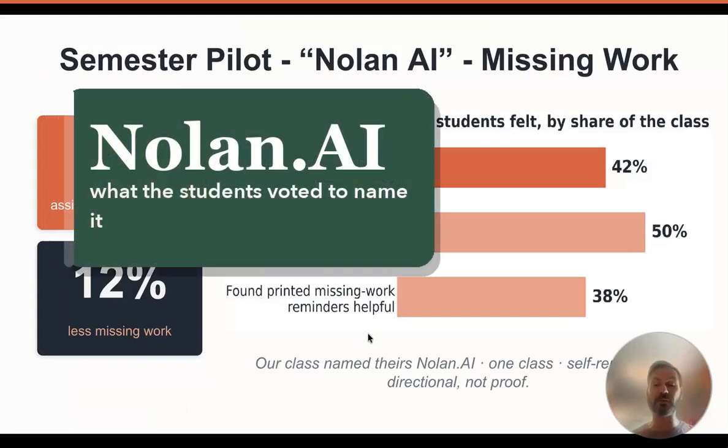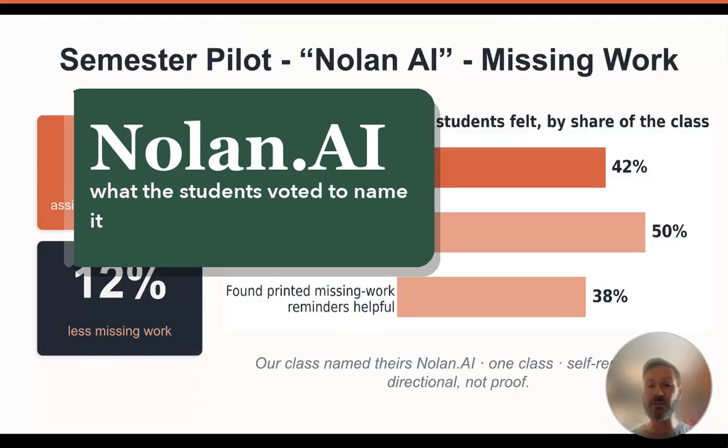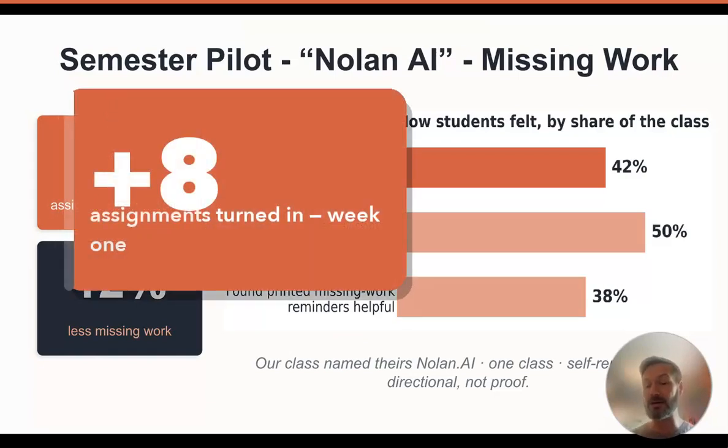So for my class, we ran this for a semester. My students ended up calling it Nolan AI, is what they voted for. And it was funny and helpful and Irish. And Nolan is an Irish name, which I didn't know ahead of time. In that first week alone, 8 additional assignments were turned in directly because of the actions of Nolan AI, our classroom assistant. And at the end of the semester, we had about 12% fewer missing assignments that could be directly connected back to the AI's actions as it was going through in the class.